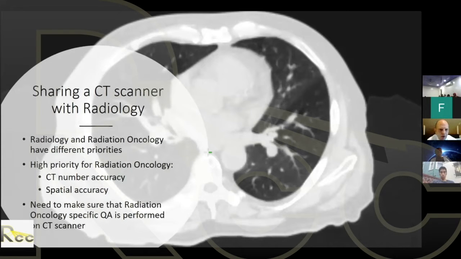So again, just another note about sharing a CT scanner with radiology. They have different priorities, radiology and radiation oncology. Some of the high priorities for radiation oncology is the CT number accuracy and the spatial accuracy, because we need to know that the distances are correct. For instance, if we know our isocenter should be 5 cm to the right, we need to know that that's actually 5 cm. Those aren't as important for radiology if you're just looking to diagnose a certain condition, but it is important for radiation oncology. So for that reason, whatever scanner we use for the dose calculation, we need to make sure that radiation oncology specific QA is performed on that CT scanner.